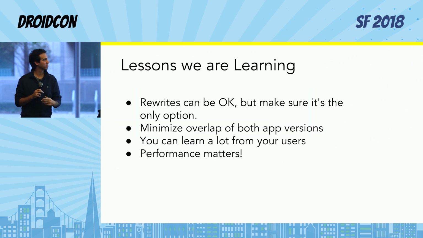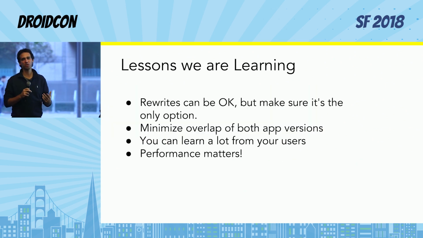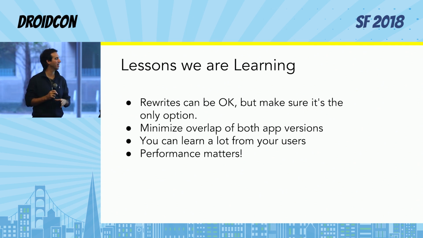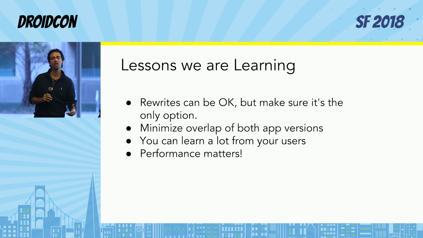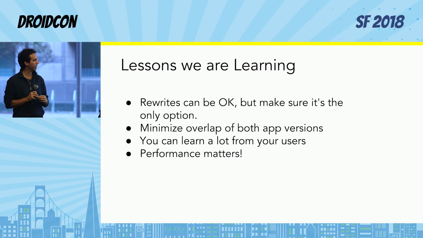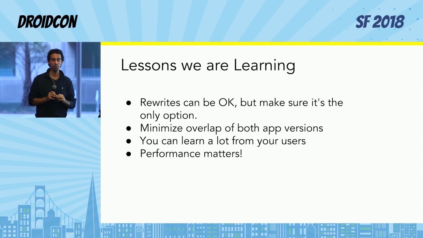So we learned a lot of lessons along the way. I think the most important one is that rewrites are okay, but make sure it's your only option. We cannot emphasize enough how painful a rewrite can be. Really try to minimize the overlap between both app versions, both for developing both versions and, more importantly, for having both versions out to users. You can learn a lot from your users, both by measuring their engagement and by just listening to their feedback. And finally, what we've learned is that performance does matter.